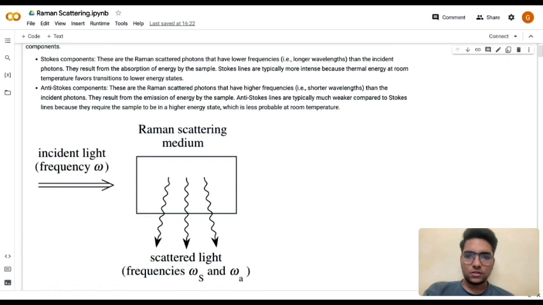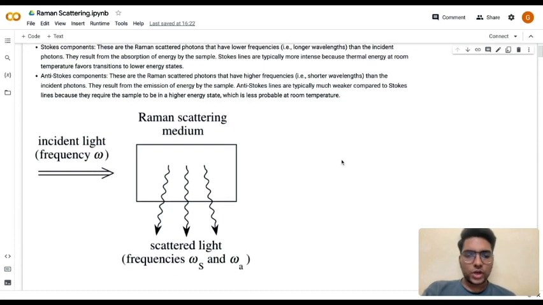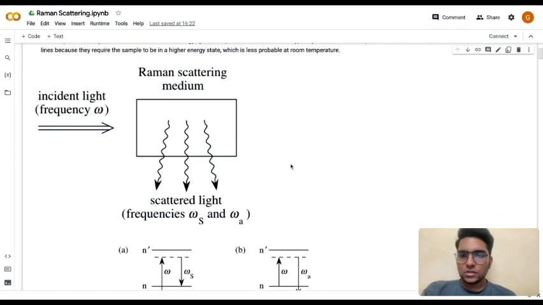These are the Raman scattered photons that have higher frequencies than the incident photons. These result from the emission of energy by the sample. Anti-Stokes lines are typically much weaker compared to the Stokes lines because they require the sample to be in higher energy states, which is less probable at room temperature. Here is a diagram showing the Raman scattering medium, and there is an incident light of frequency omega, and we get scattered light of two frequencies, omega s and omega a.